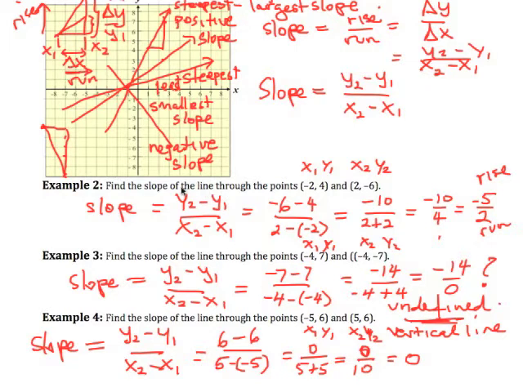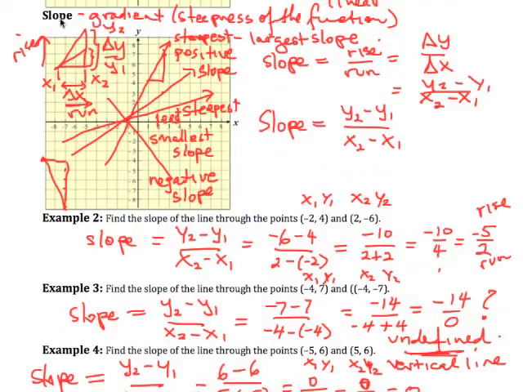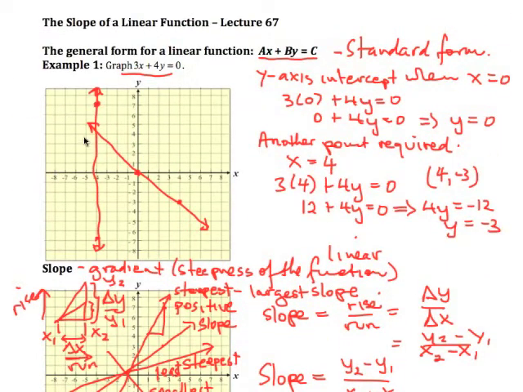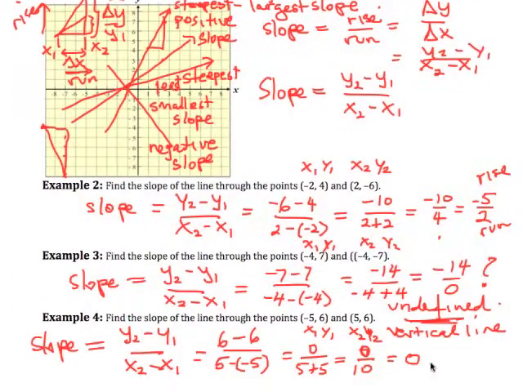All right, and so if I look at that and you look at the points here, it's going through negative 5, 6, and 5, 6. And notice when I join those up, I have a horizontal line. And so a slope of 0 means a horizontal line.